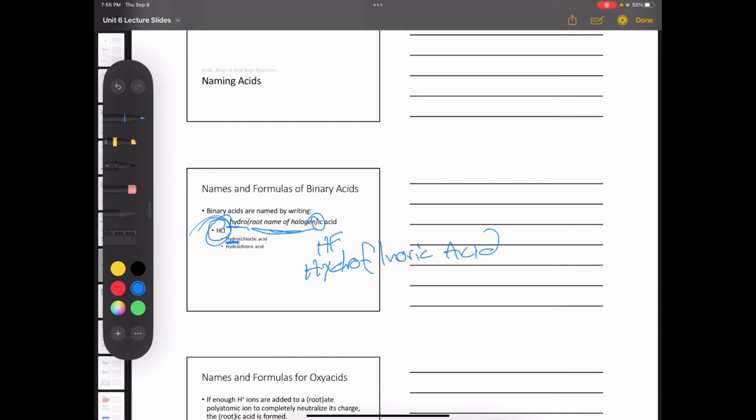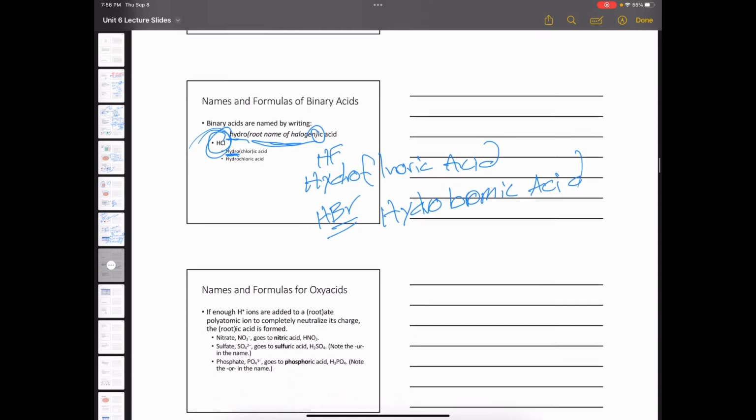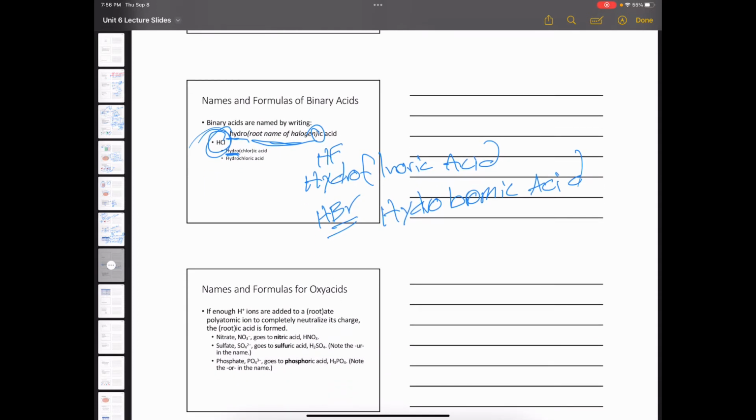The same thing applies to all the halogens in the periodic table. So hydroiodic acid, hydrobromic acid, and so on, like HBr, hydrobromic acid. That's how we name the binary acids. So if you get a question to name HI or HBr or HCl, this is the rule that you should follow.